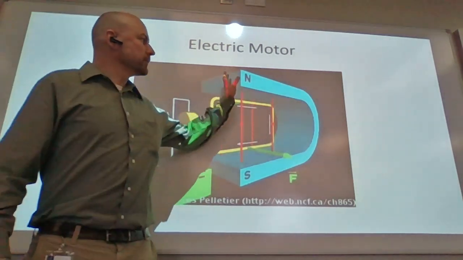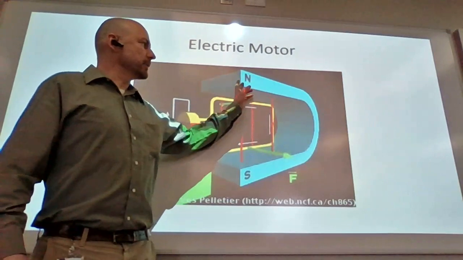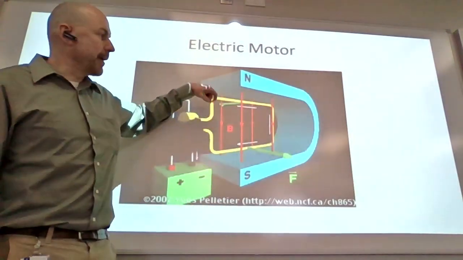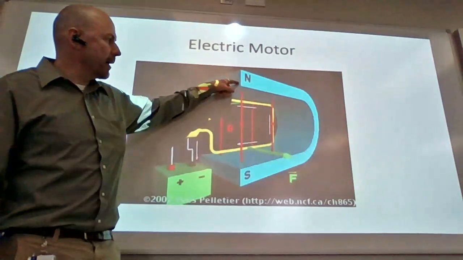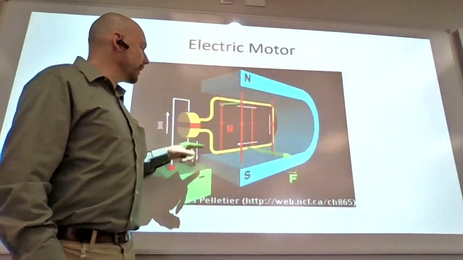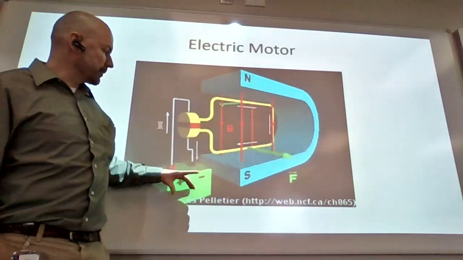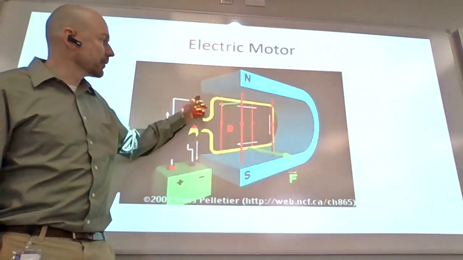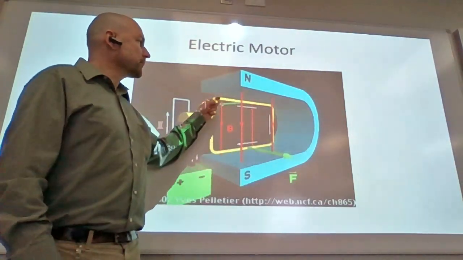A motor has some kind of magnet that creates a magnetic field. The magnetic field is going down, out of north into south, and then it takes a wire and passes current through it with this battery. So there's current going through this wire loop.